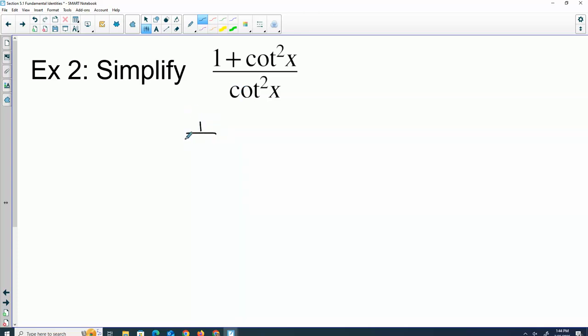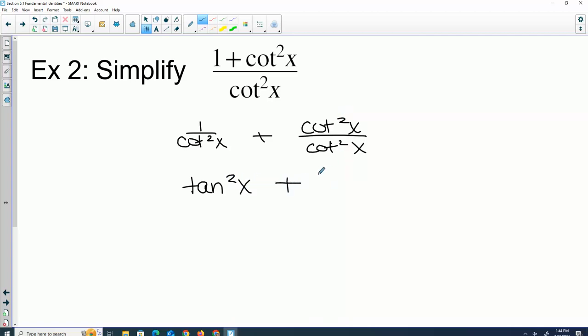There's really, I guess, probably 3 ways to start. So this is an option. 2 terms on top, only 1 on the bottom. So if you break it apart, 1 over cotangent. What is the reciprocal of cotangent? So 1 over cotangent squared is the same thing as saying tangent squared x, plus cotangent squared divided by cotangent squared. Anything divided by itself is 1.